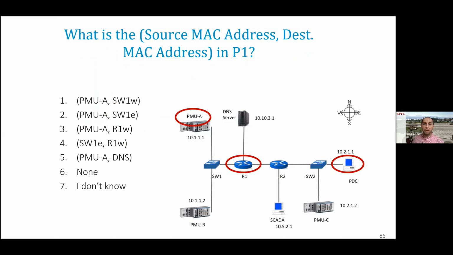What's the source MAC address and destination MAC address in P1? So we have a packet sent by PMU A to PDC. We are intercepting this packet at this point. What are the source MAC address and the destination MAC address? Again, the scope of the network layer is the whole network, and the scope of the MAC layer is the local network.